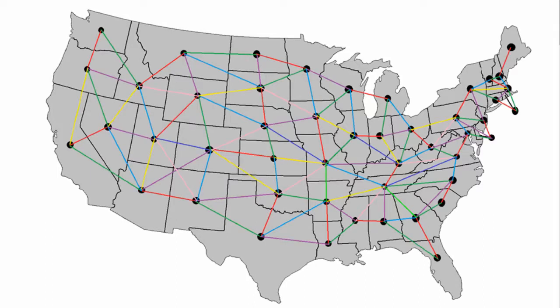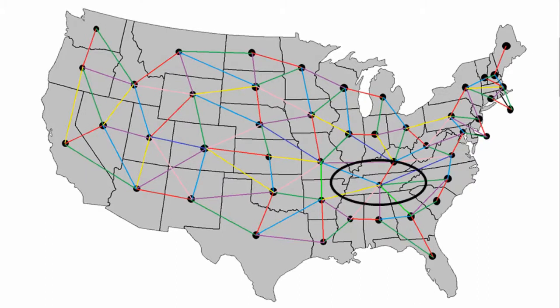The resulting graph looks something like this. Tennessee was the state with the most colors. We hypothesized that whichever state had the most borders resulted in the minimum number of colors required for the map.